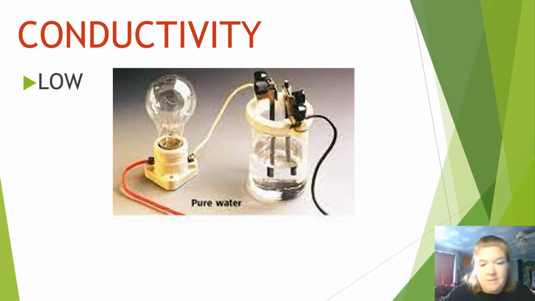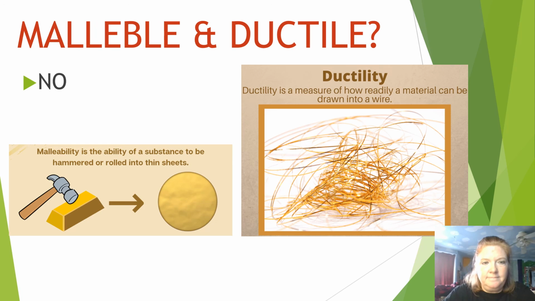Conductivity is low, so that means it doesn't conduct electricity, doesn't conduct heat well. Are they malleable and ductile? No. Remember, malleable like mallet, like a hammer, could be hammered out into sheets. Ductile could be stretched real thin into a wire. Covalent compounds, negative. They tend to be more brittle.